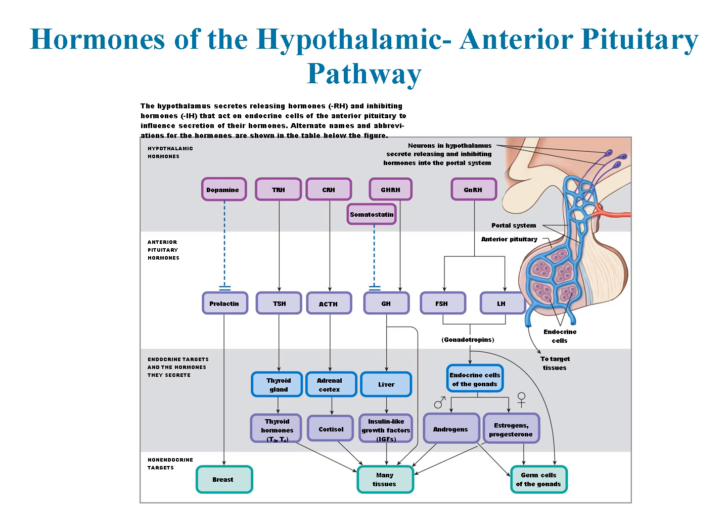This diagram illustrates the hypothalamic anterior pituitary pathway, showing how the hypothalamus regulates the anterior pituitary gland through releasing and inhibiting hormones, which then influence various target endocrine glands and tissues in the body. The hypothalamus produces several hormones that control anterior pituitary function. Dopamine inhibits prolactin secretion. Thyrotropin-releasing hormone stimulates the release of thyroid-stimulating hormone and prolactin.